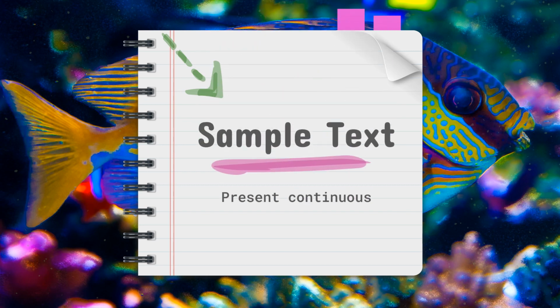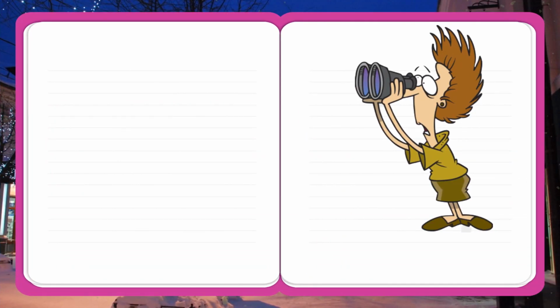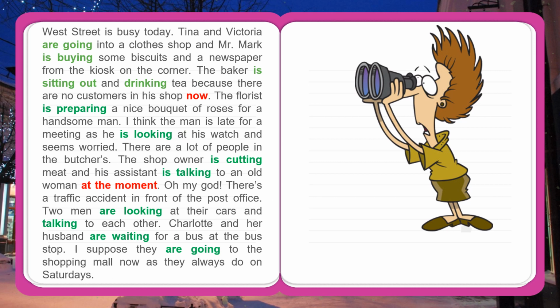Okay, now we're going to read a sample text about the present continuous. West Street is busy today. Tina and Victoria are going into a clothes shop, and Mr. Mark is buying some biscuits and a newspaper from the kiosk on the corner. The baker is sitting out and drinking tea because there are no customers in his shop now. The florist is preparing a nice bouquet of roses for a handsome man. I think the man is late for a meeting as he is looking at his watch and seems worried. There are a lot of people in the butcher's. The shop owner is cutting meat and his assistant is talking to an old woman at the moment.